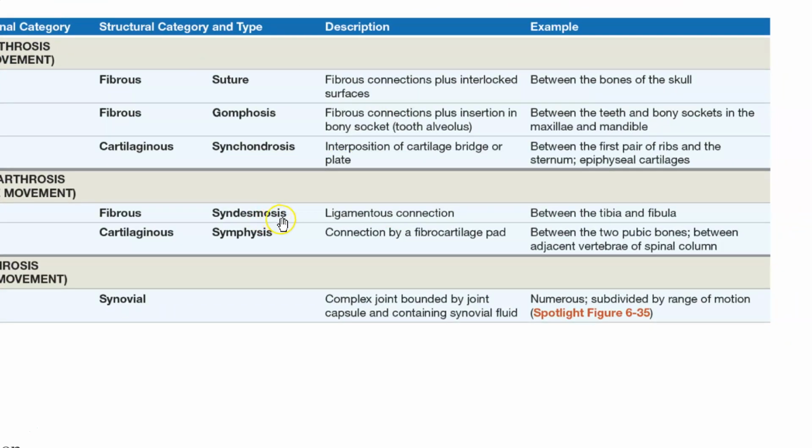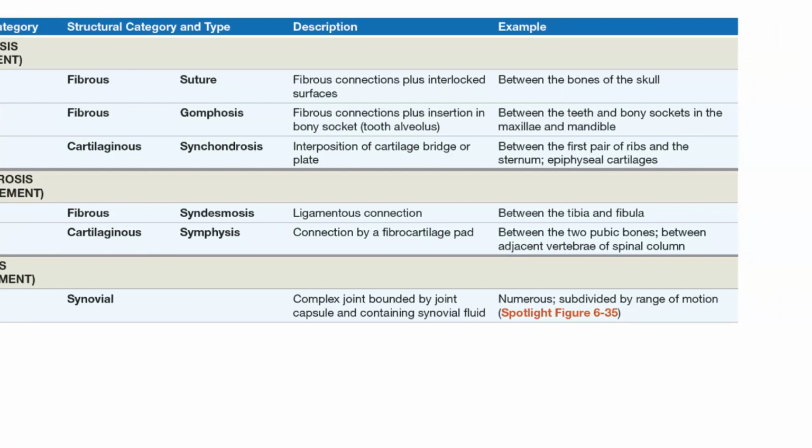An example of a syndesmosis is between the tibia and the fibula. There is a little bit of movement between the tibia and the fibula. And then a cartilaginous amphiarthrosis is a symphysis, and between the pubic bones, the pubic symphysis is an example of that. And also between the vertebrae, the disc between the vertebrae, called the intervertebral disc, are symphysis joints.